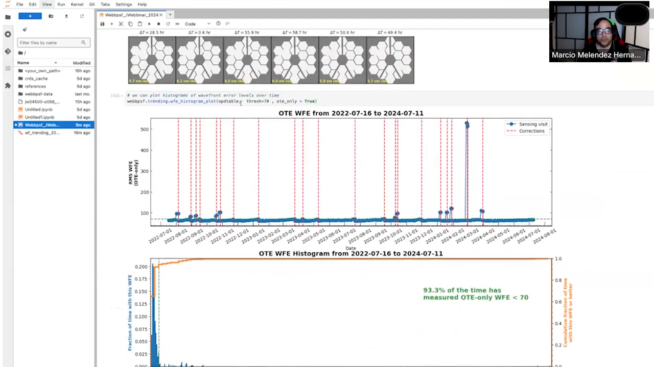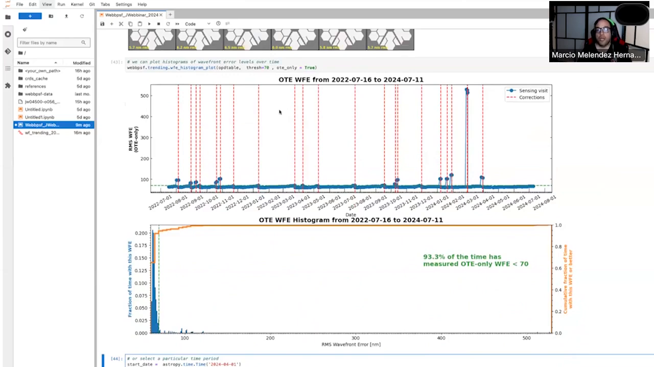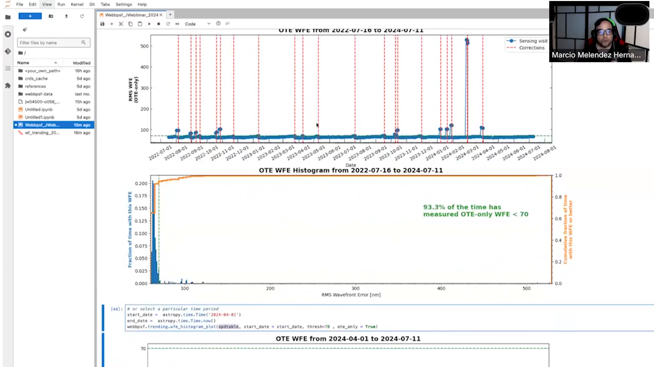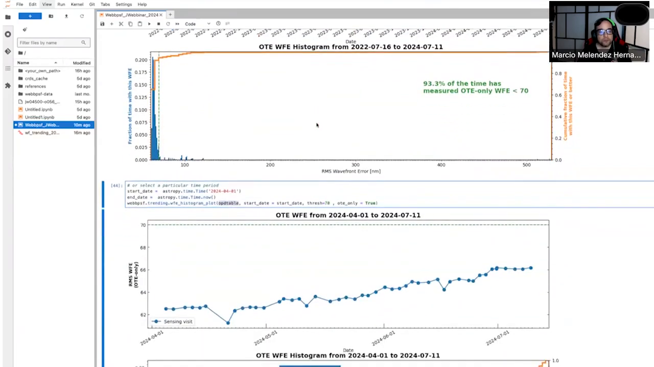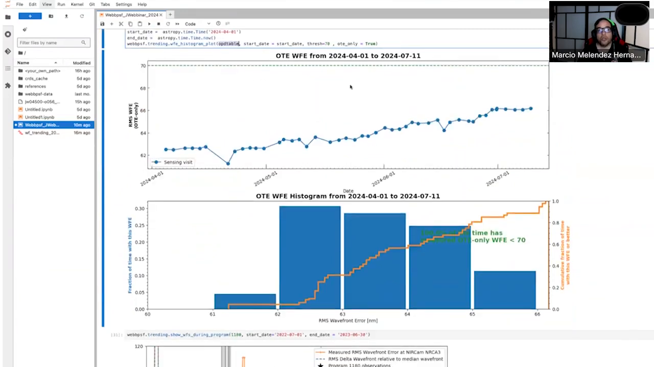Again, this still uses the OPD table, but I can focus and say, well, during this time period, how was the telescope performance? You can have a histogram that tells you that during the majority of the time, we were in a really good position in terms of the global wavefront error that we observe.